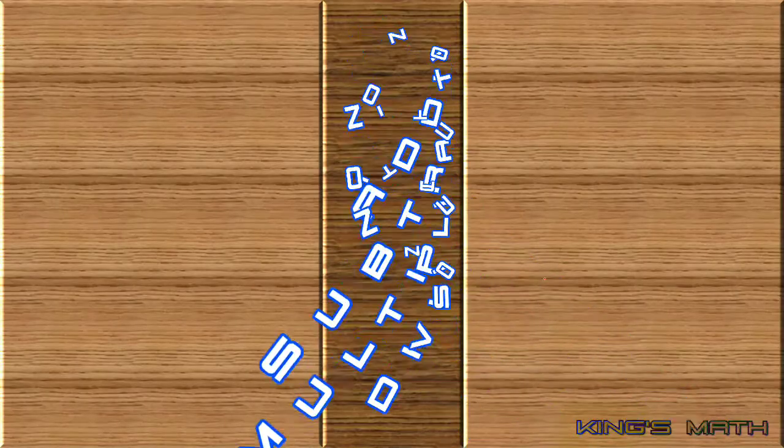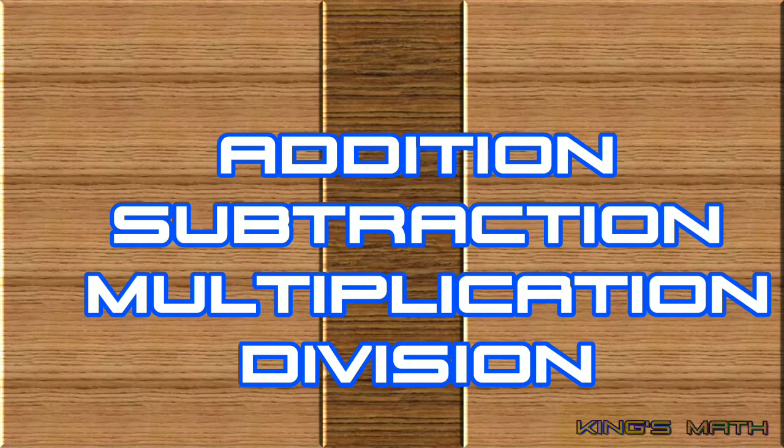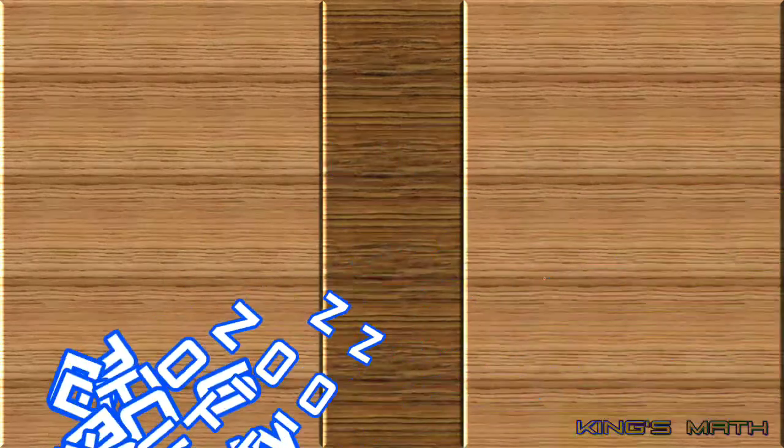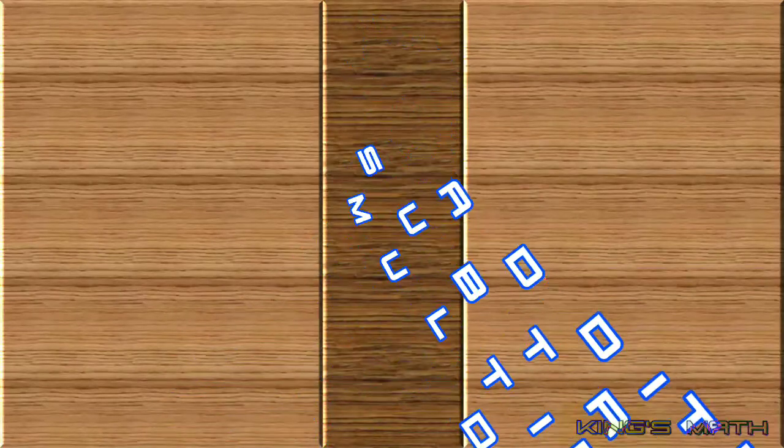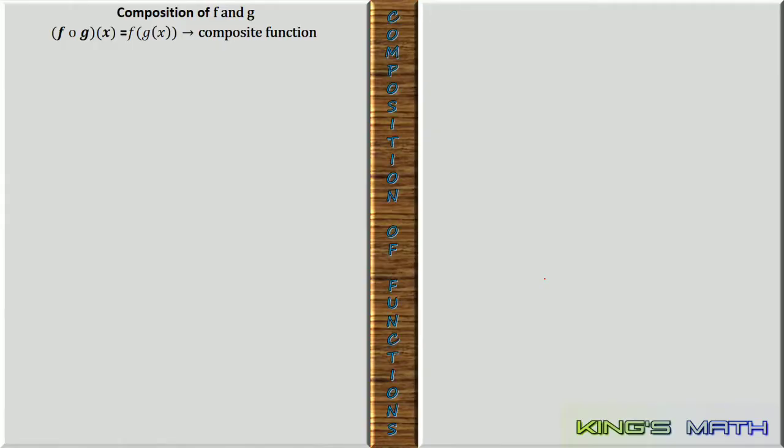Okay, so for this time, we're going to talk about composition of functions. We already applied the four fundamental operations of mathematics on functions, which are addition, subtraction, multiplication, and division. And for this time, we're going to learn the fifth operation on functions, which is called composition of functions. The notation for composition of functions is, for example, we have here functions f and g. That will be f composed with g of x, or f circle g of x.